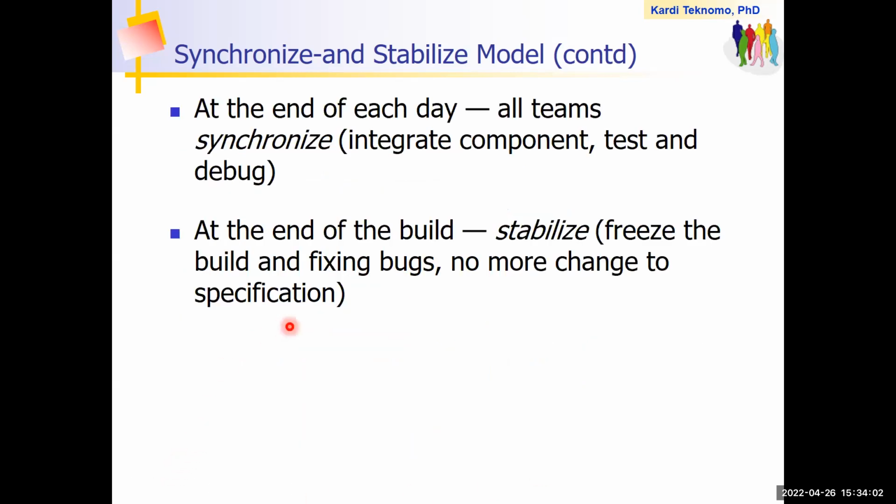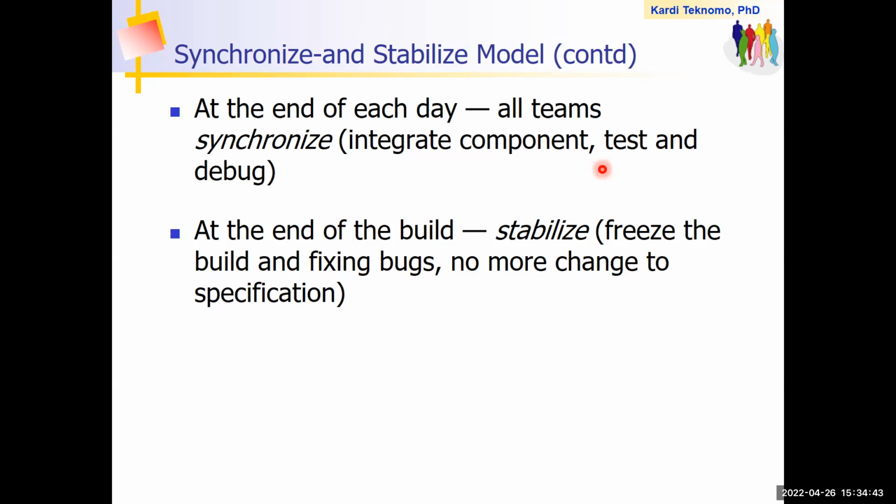So here is the most important part. That's why we call it synchronize and stabilize. At the end of each day, the teams synchronize. This is the one that makes it work. Even though they have 3,000 team members, why does this work? Because every day they do integration testing.